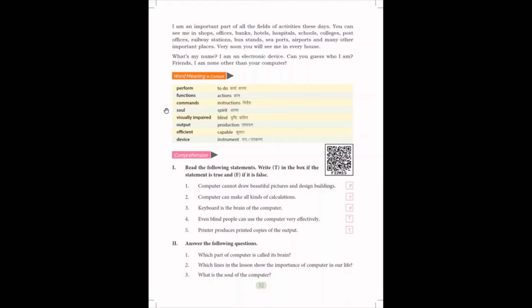To do. Functions, actions. Commands, instructions. Soul, spirit. Visually impaired, blind. Output, production. Efficient, capable. Device, instrument. Great.